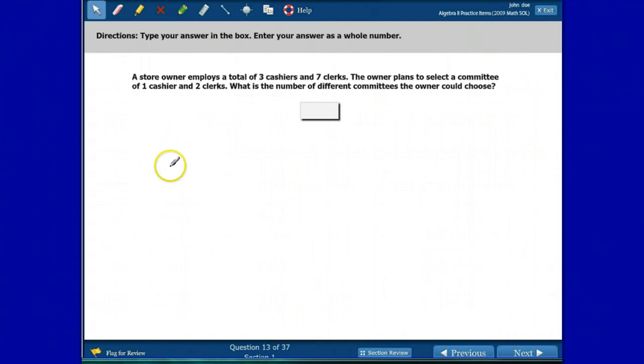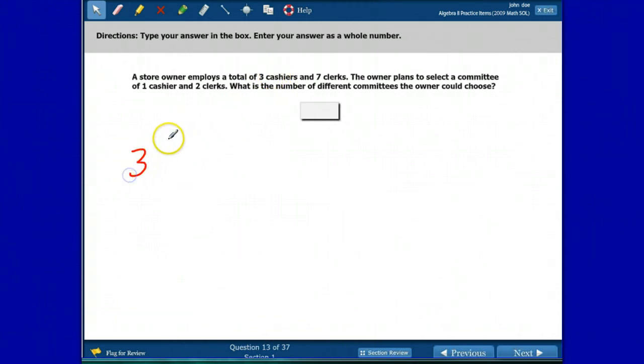All you have to know how to do on this one is whether or not order matters. You have a store owner who employs a total of 3 cashiers and 7 clerks. The owner plans to select a committee of 1 cashier and 2 clerks. What's the number of committees that this owner could choose? Again, it doesn't say he's picking the cashiers first, the clerks first, or what order they're put in, so you're going to use combinations. So the first thing you're going to do is have him pick his cashiers.